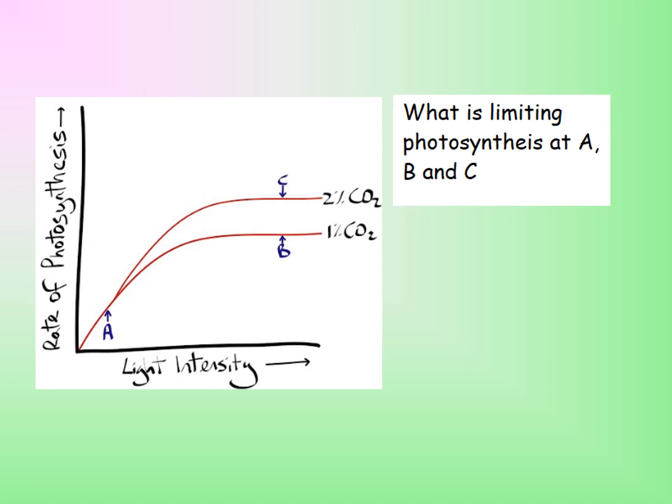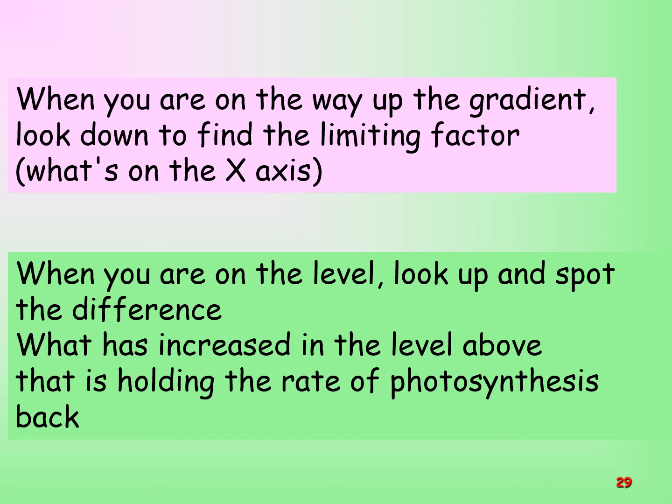And remember, if we don't have a level above, we think, well, what else do I know that increases the rate of photosynthesis? So you could say even higher CO2 concentration, or we could say temperature. So that was your cue again. When you're on the way up, you look down, whatever's on the x-axis. When you're on the level, you look up and spot the difference.